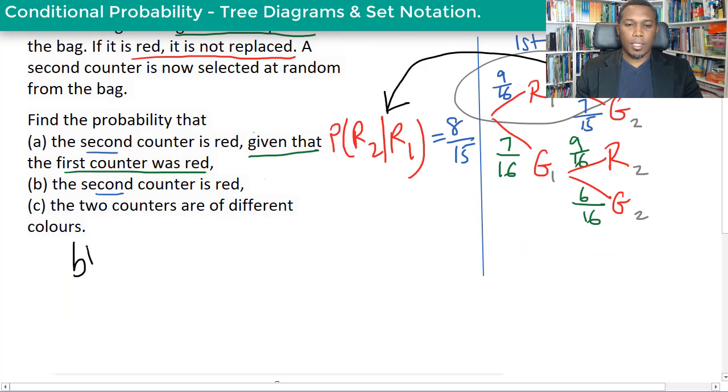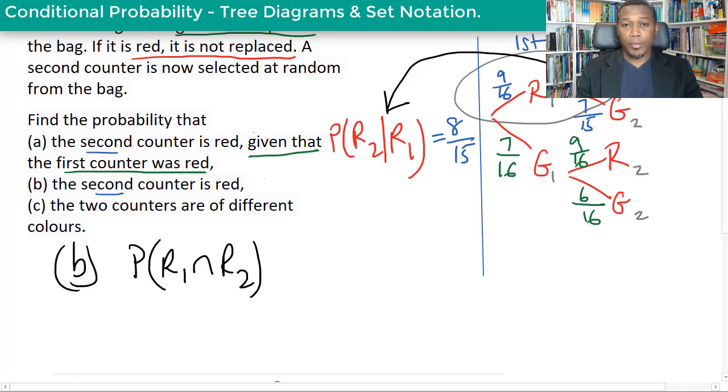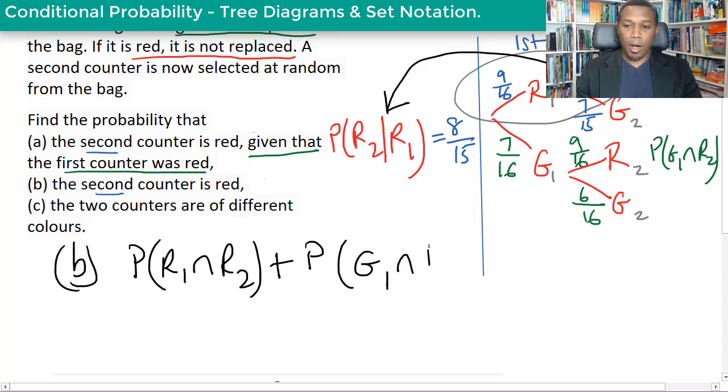So what do we want? We want the probability of red first time and red the second time. That's one way of getting red the second time. Red first time and red the second time. Or the other option we want, and I'll put it in here in terms of the diagram, is getting green first and then red, because remember it's red the second time. So probability of G1 and R2. So that's what we need to add, plus the probability of G1 intersection R2. Intersection means the word and. And what does that imply?